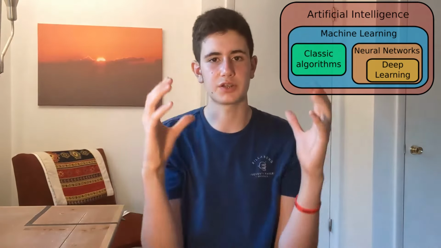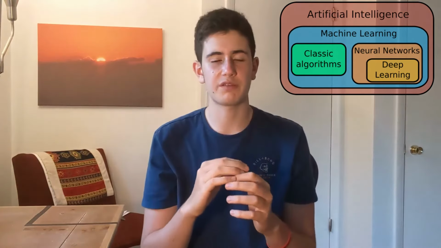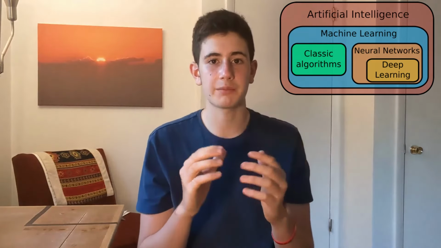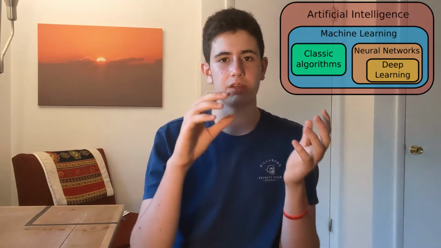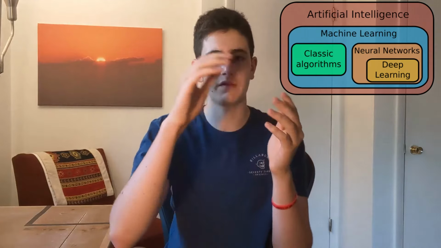So let's break down all the terms we talked about before. The overarching term is artificial intelligence. That's the umbrella term for everything that we're talking about here. And then under artificial intelligence, we have machine learning. And this is a great diagram. This is what I'm getting all my information from. And believe it or not, machine learning is not all about neural networks. You have classic algorithms, and then you have neural networks, and deep learning is a subset of those neural networks.